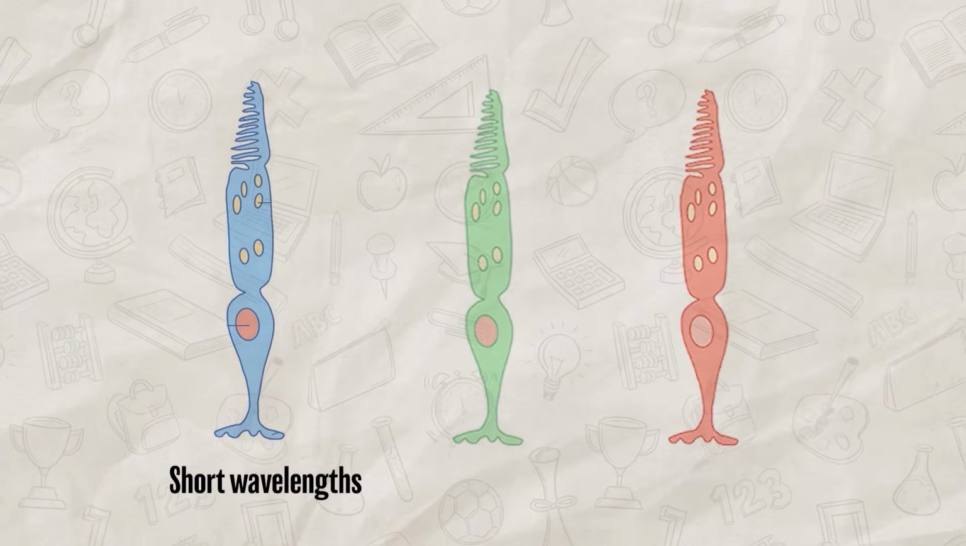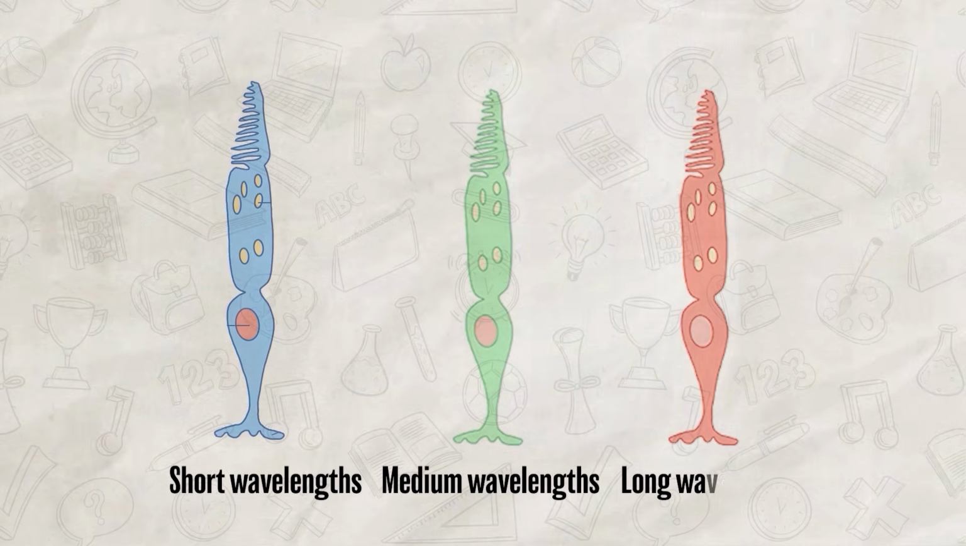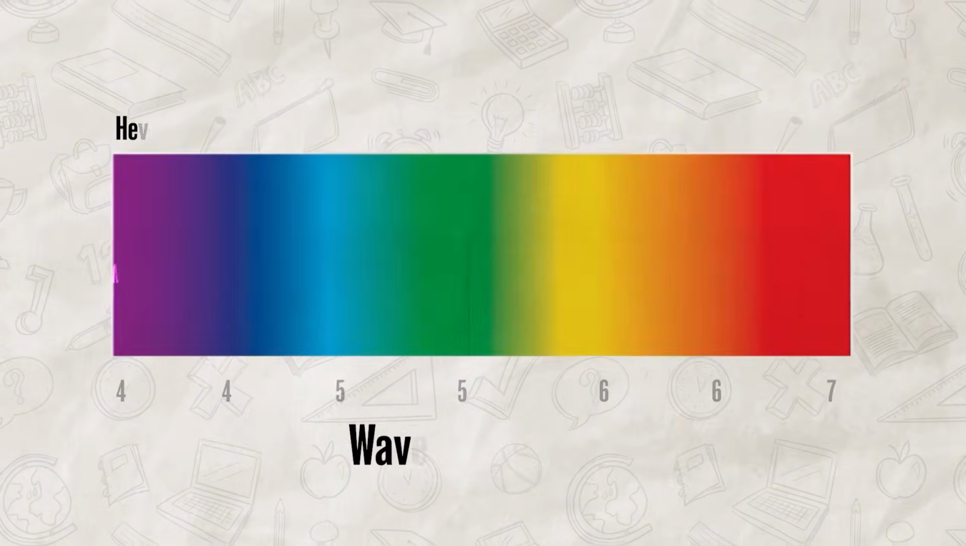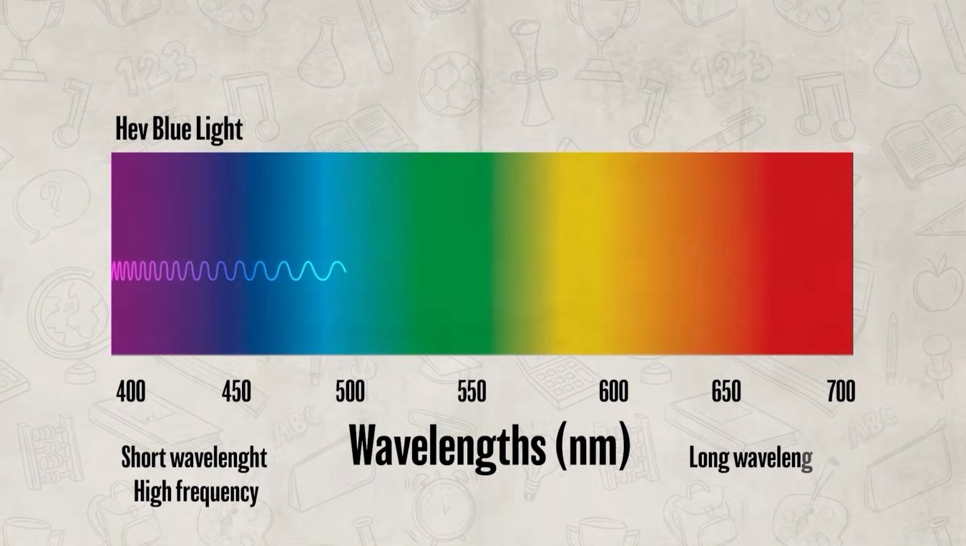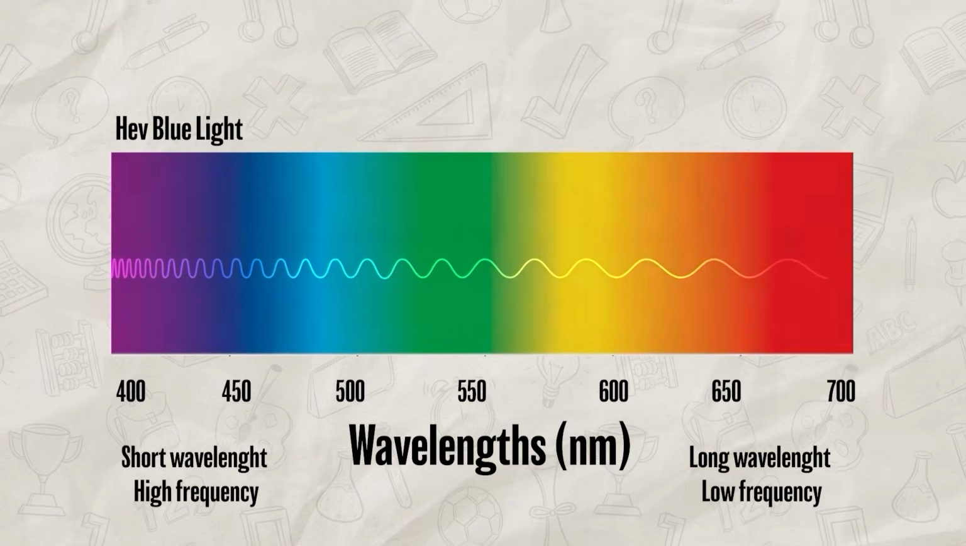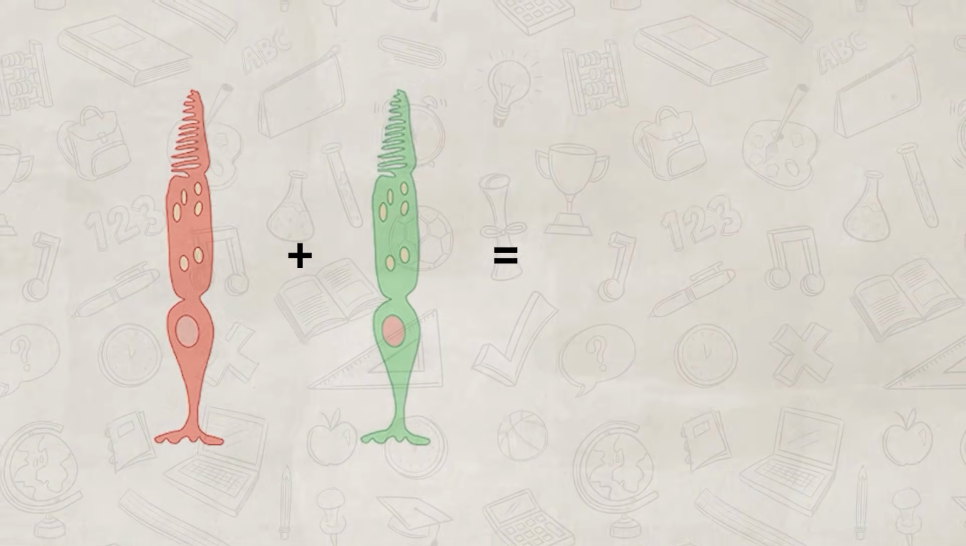Blue cones interpret short wavelengths. Green cones interpret medium wavelengths, and red cones interpret long wavelengths. Remember, short wavelength means high frequency and cooler colors, while long wavelength means low frequency and warmer colors. And the greater the amplitude, the brighter the colors will be, while the smaller the amplitude, the duller the colors will appear. So the trichromatic theory states that we see different colors by combining signals from these three types of cones. For example, activating red and green cones makes us perceive yellow.